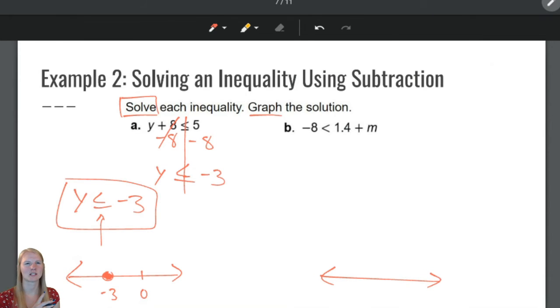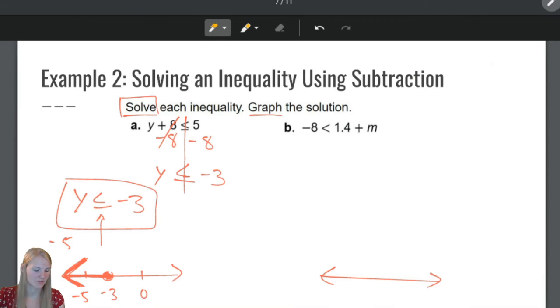Now, which way does this point? Y is less than or equal to negative 3. So numbers that are less than negative 3 are going to be more negative, like negative 5 or negative 8. That is going to point this way. So I need to point in the direction of the numbers that are less than negative 3. Ta-da! We have graphed, so we are done with part A.